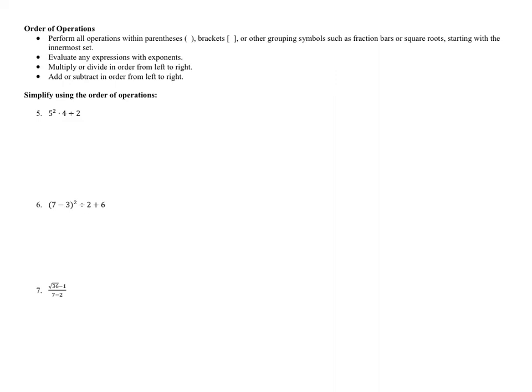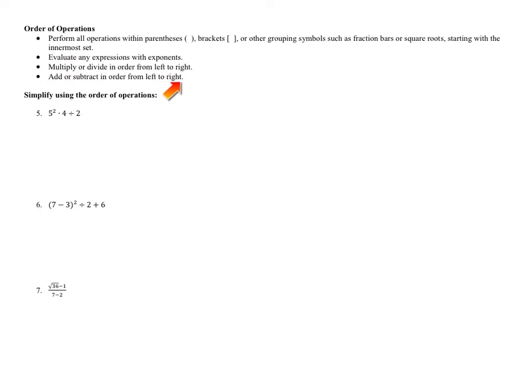Now let's look at order of operations. Whenever we're simplifying a numerical expression, it's important to do so following the standard order of operations. This means first we do any operation involving parentheses or brackets or other grouping symbols such as fraction bars or square roots, making sure to start with the innermost set. Then we move on to evaluating expressions involving exponents, followed by multiplication or division in order from left to right, and lastly addition or subtraction, again from left to right.